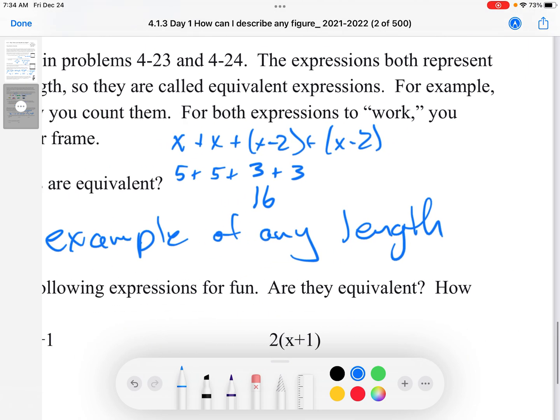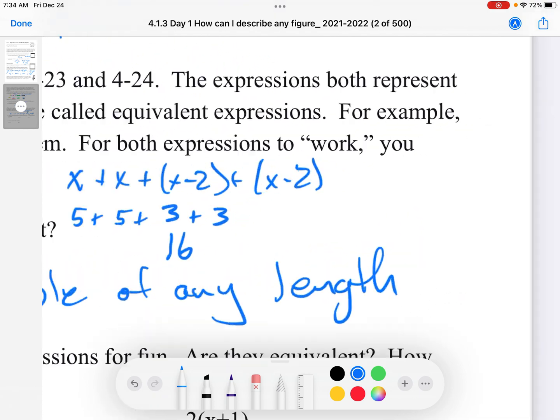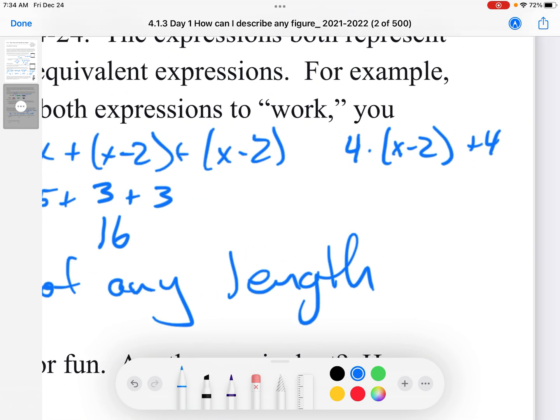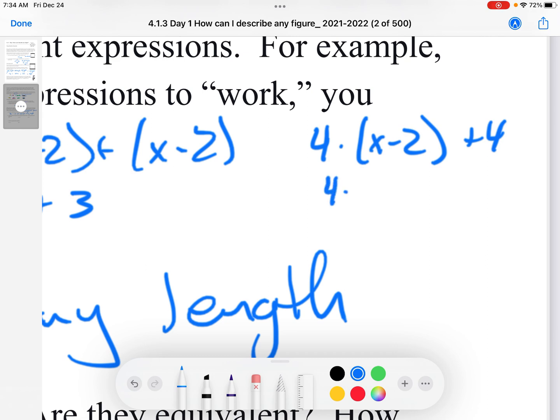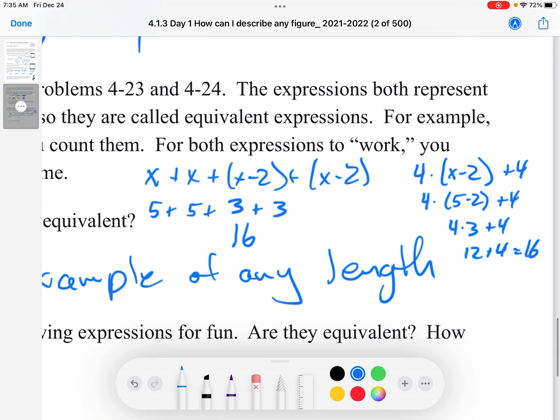Now let's try it with the other method that we just had. So 4, parentheses, x minus 2, plus 4. Let's try 5 in there. So 4 times 5 minus 2, plus 4. 5 minus 2 is 3, so 4 times 3 plus 4. That's 12 plus 4, which is 16. Did I have that same one? I did, right? So 16 and 16. That kind of shows that those two expressions are equal.